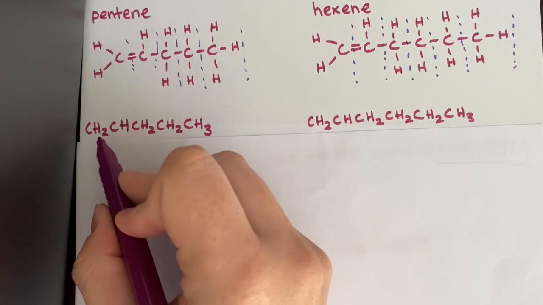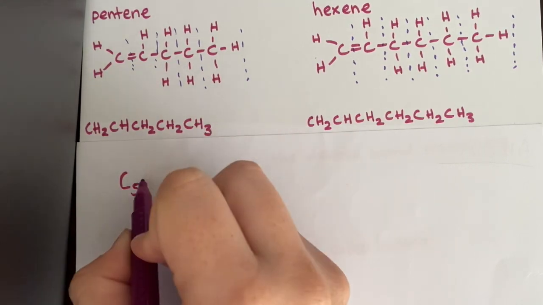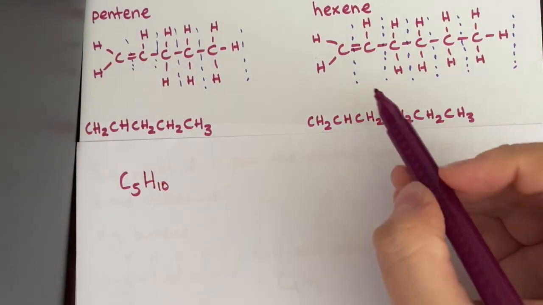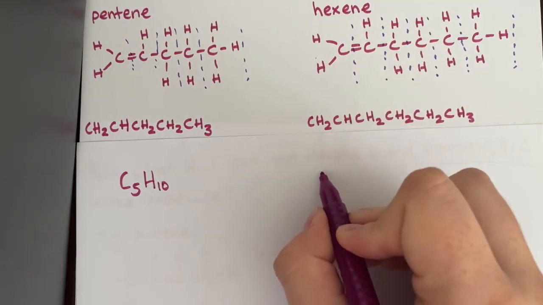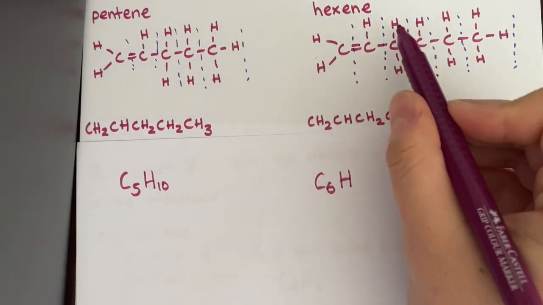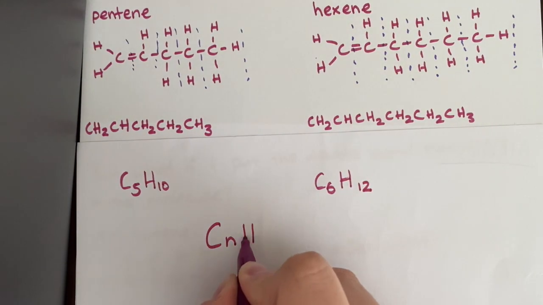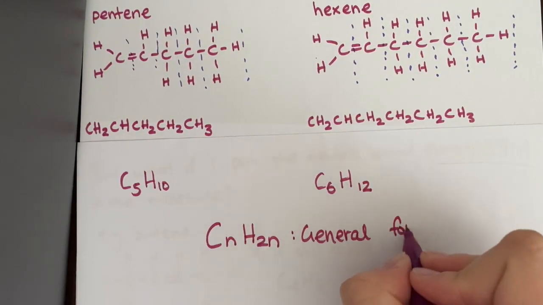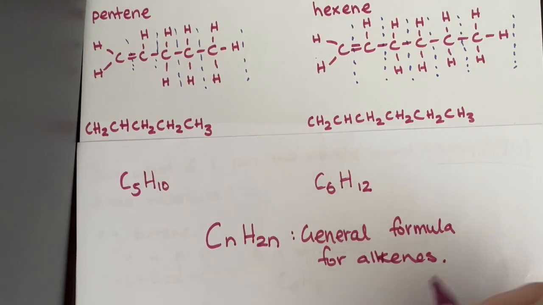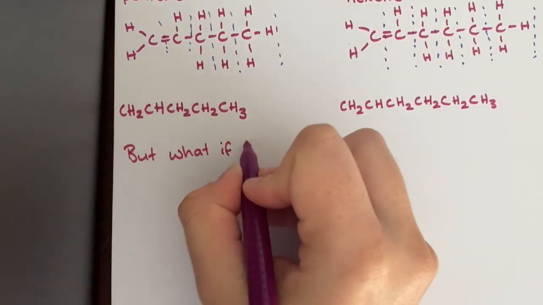So pentene, I'm counting it up, I've got 5 carbons and 10 hydrogens. Hexene, 6 carbons and 1, 2, 3, 4, 5, 6, 7, 8, 9, 10, 11, 12 hydrogens. So our general formula is then CnH2n, twice as many hydrogens. That's different from the general formula for alkanes.